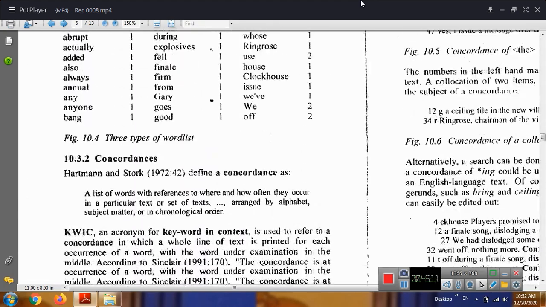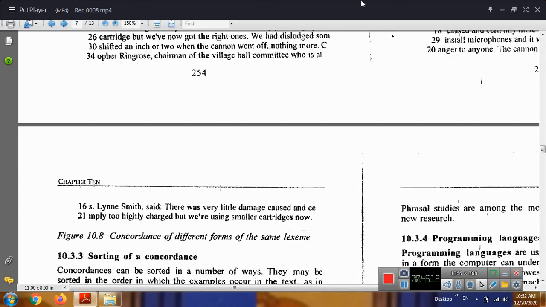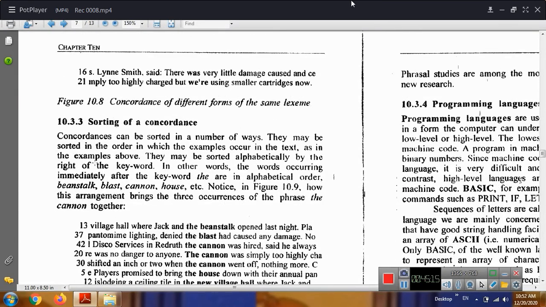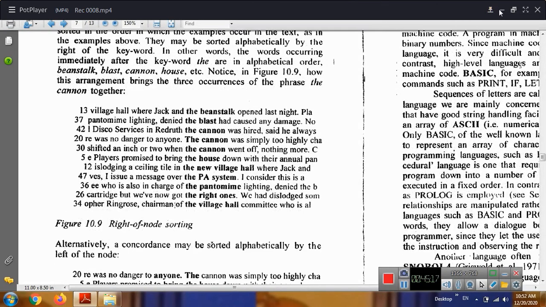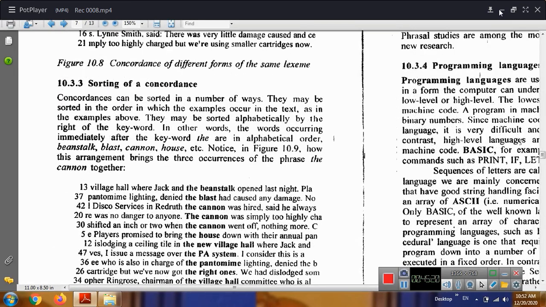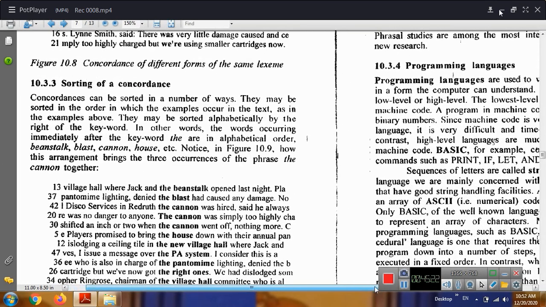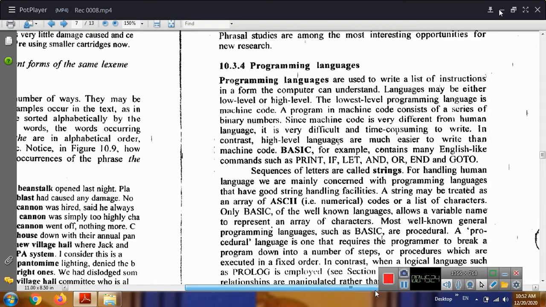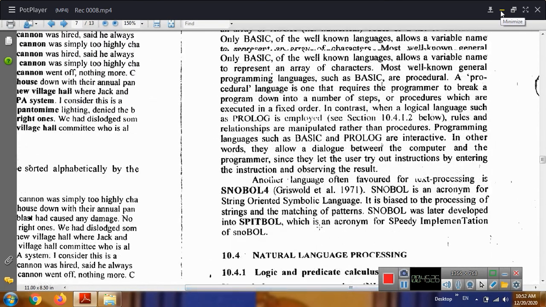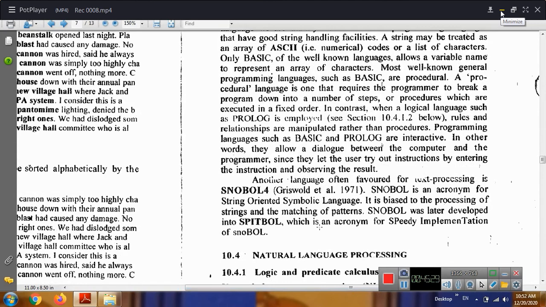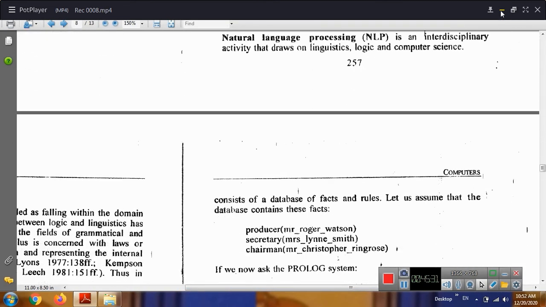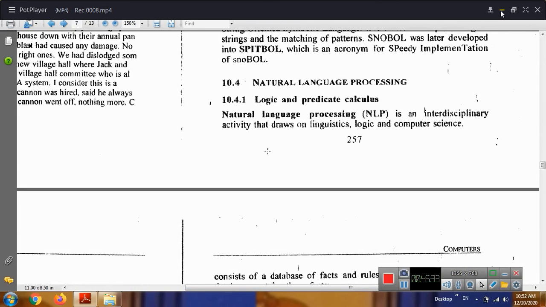and the other two levels, with an example about the sorting of concordance, which we gave you as example 2, and about the programming languages, which include Prolog, BASIC, and SNOBOL or SPITBOL. It is enough for natural language processing.